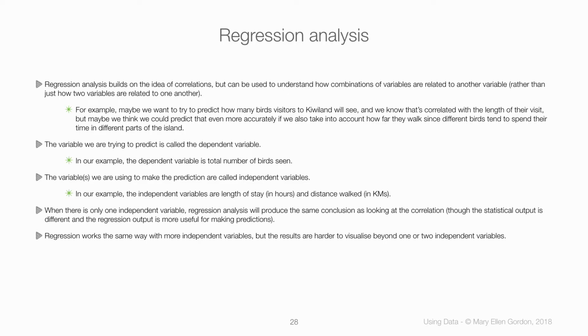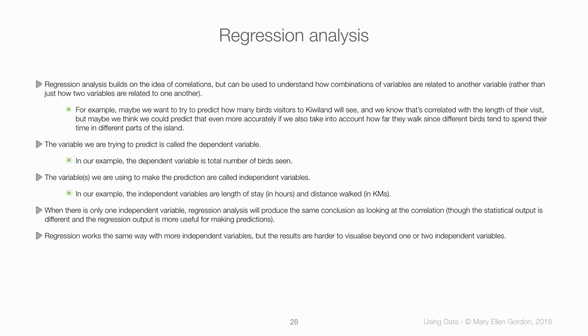When there's only one independent variable, regression analysis is going to give us the exact same conclusion as correlation. So in other words, if they are correlated, and we've already seen that through correlation analysis, we'll also confirm that through regression analysis. The only difference is the regression output is more useful for making predictions. With a correlation analysis, we can sort of intuitively look and see what we're going to expect for a particular value, but regression gives us the exact information to make that prediction very precisely.